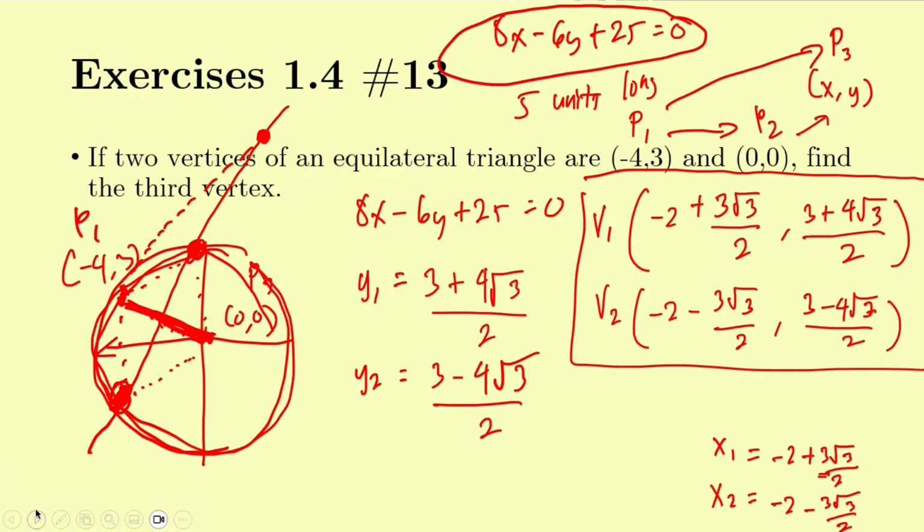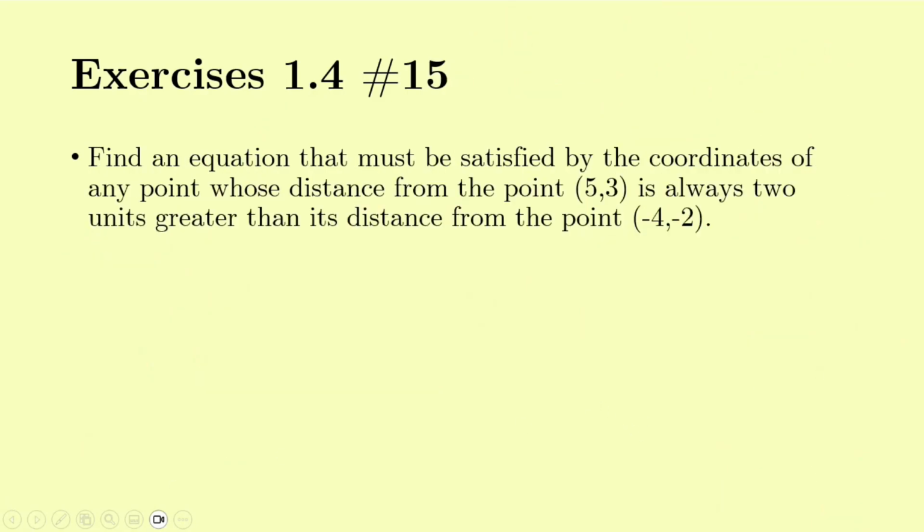On to our next example. Let's find an equation that must be satisfied by the coordinates of any point whose distance from the point 5 and 3 is always 2 units greater than its distance from the point negative 4 and negative 2. So here we have a given point wherein the distance of an arbitrary point, any point, will be referred to as a point which has the coordinates x and y, and its distance from 5, 3 is always 2 units greater.